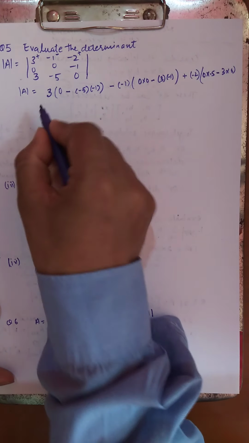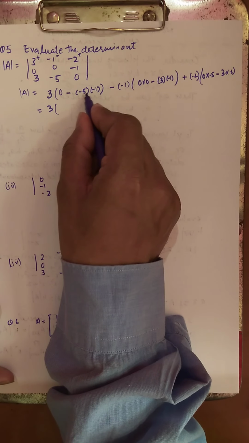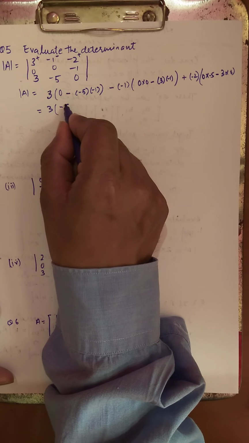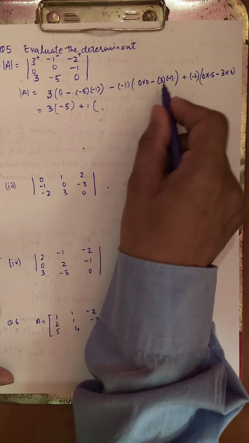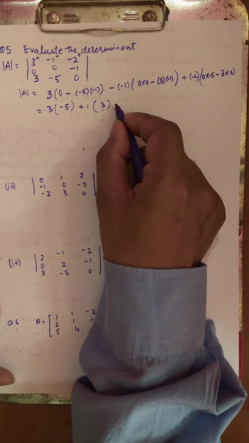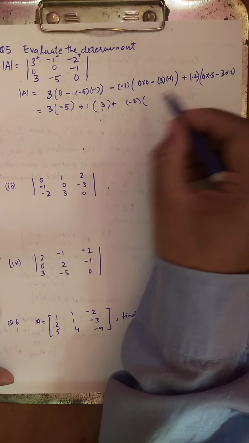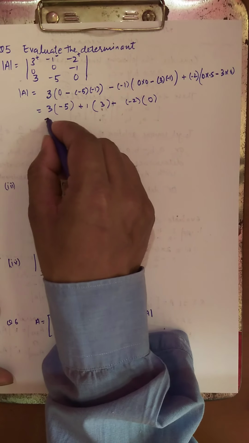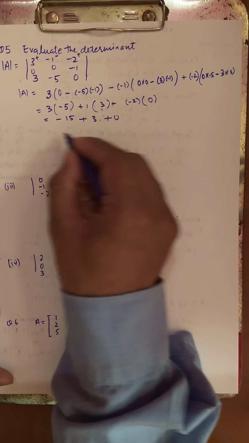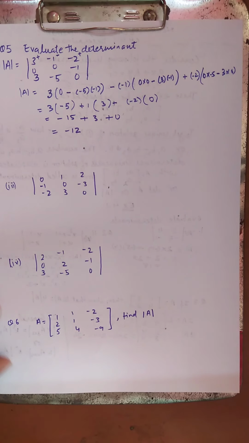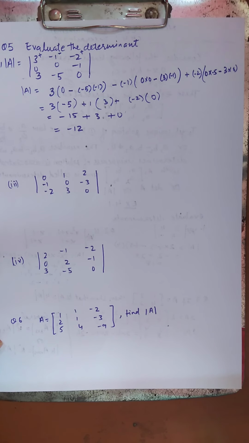Now further we simplify. 3 times, this is minus minus plus, this is plus 5, and then this becomes minus 5 because minus is there. Then minus minus, this plus 1 bracket, this is 0, and minus minus plus, this is 3, and this is minus 2, and inside the bracket this is 0 and this is 0, so ultimately this complete term is 0. So this is minus 15 and this is plus 3, and this becomes 0, so the value is minus 12. So I have calculated this along my row 1.